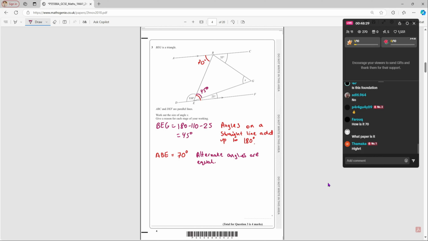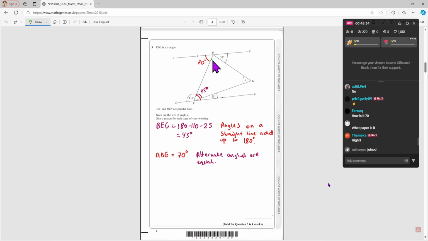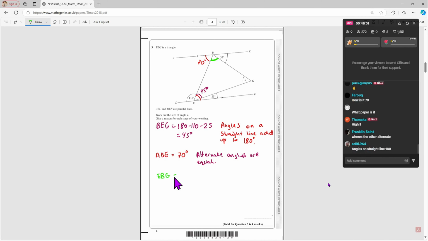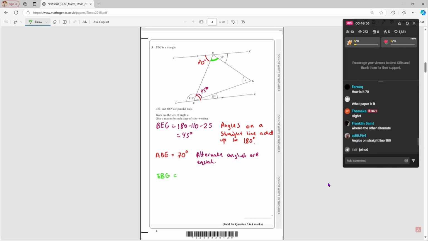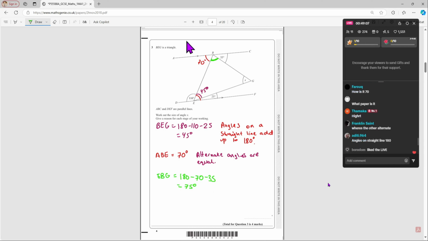So, once we work that out, then we can work out what this angle over here is. So in the chat, can someone tell me what angle we're going to be using to work out this angle over here? So angle EBG. So we're going to be using angles on a straight line. It adds up to 180 degrees. So we're going to do 180 minus 70 minus 35, which will give you 75 degrees. So we know that this angle over here is equal to 75 degrees.